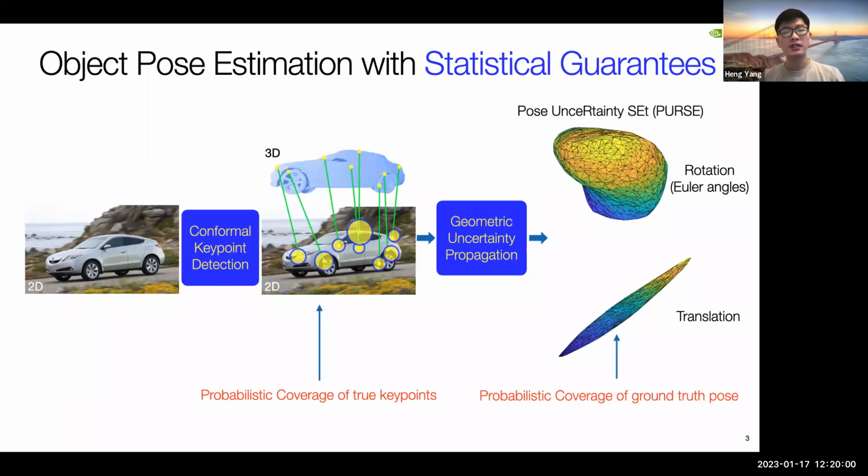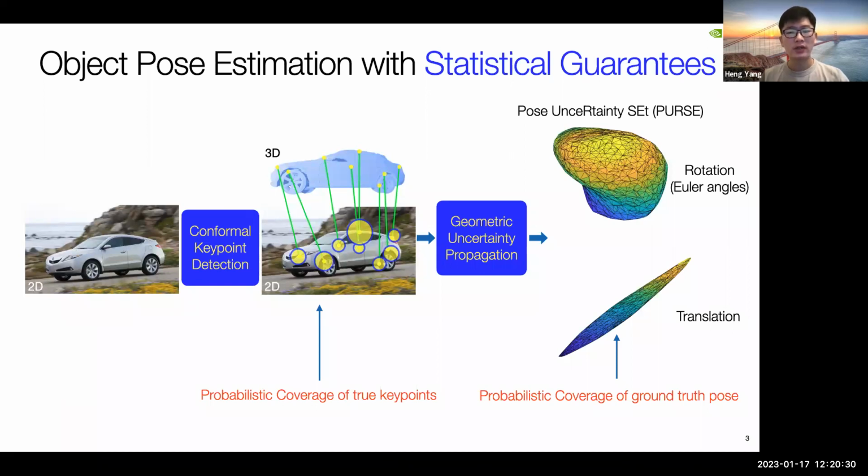But because these uncertainties are being directly propagated, we will be able to maintain the probabilistic guarantee of the key points, which means that we will be able to guarantee that with 90% confidence or 95% confidence, the ground truth poles will actually lie within this purse. So that's the high level overview of the machinery that we have redesigned for this perception pipeline.